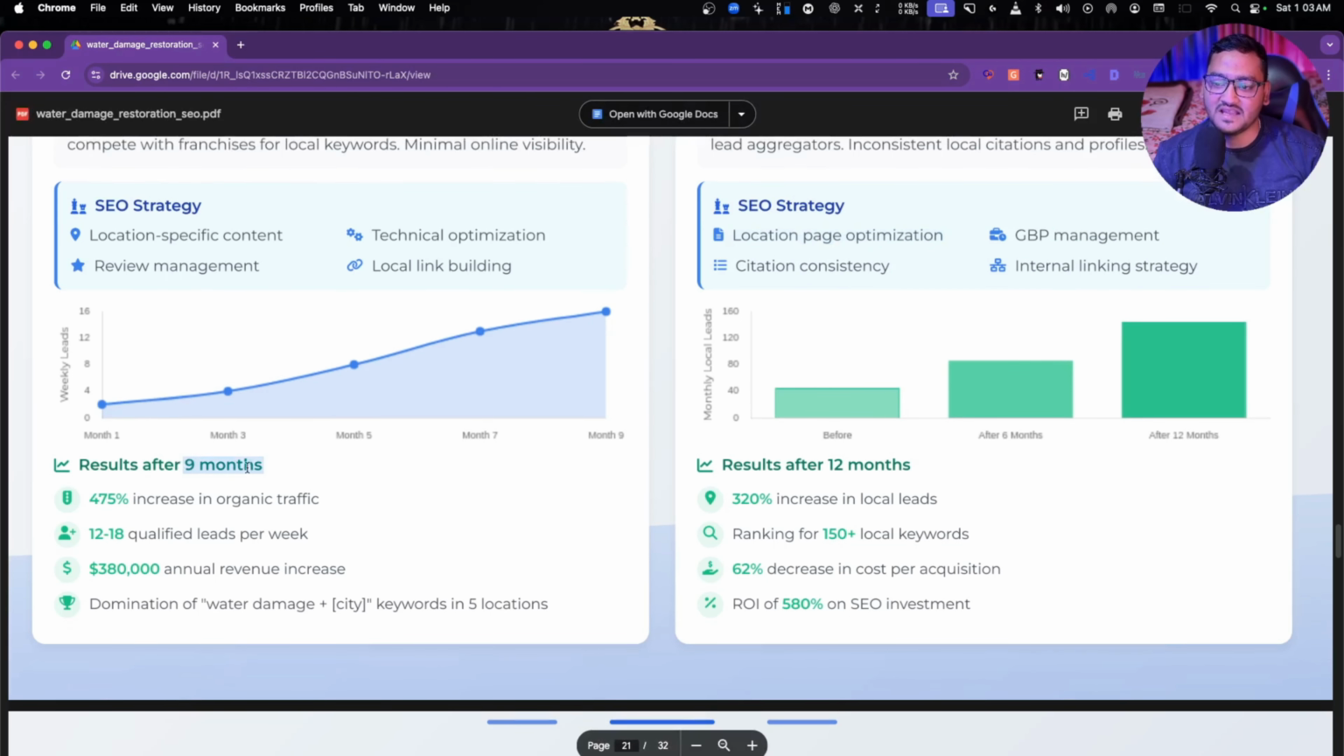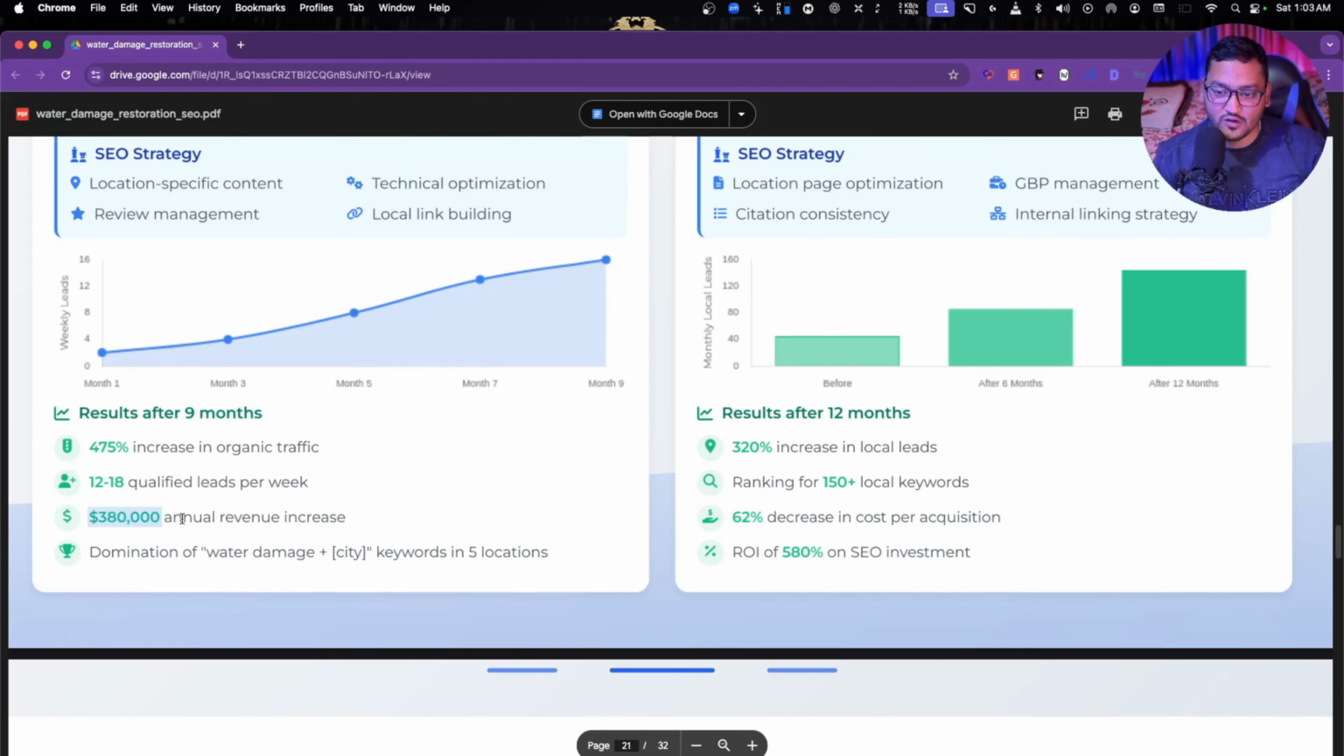And after 9 months, you can see the result here. In the first month, we literally had 0 leads. From the first month to 3 months, we had 4 leads. Then in the next 2 months we had 4 more leads. Overall, in the 9 months we had 16 leads, with a total revenue of around $380,000. It's huge. And the same thing for the franchise business.